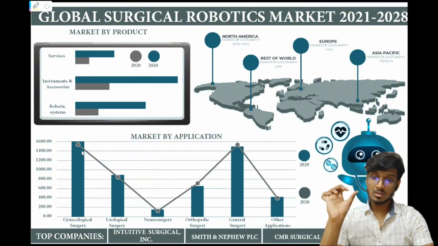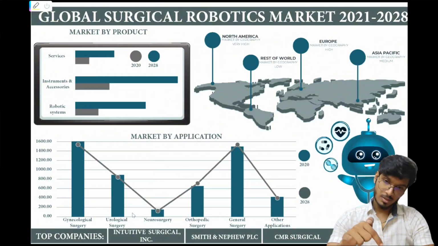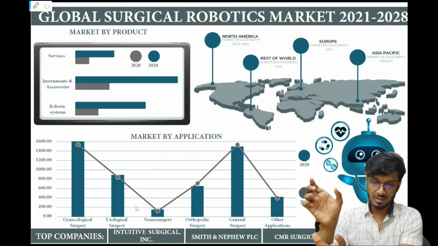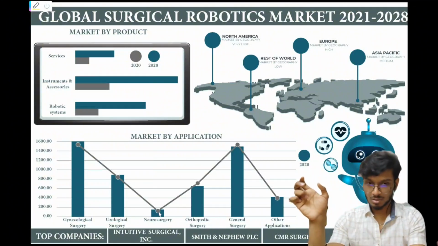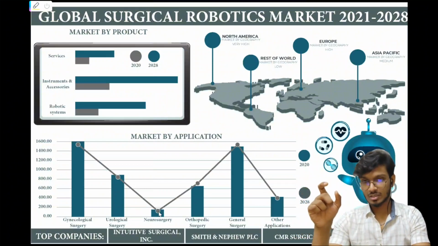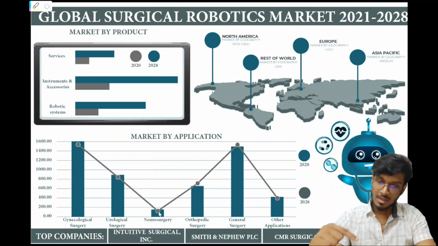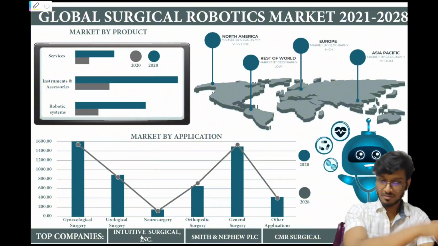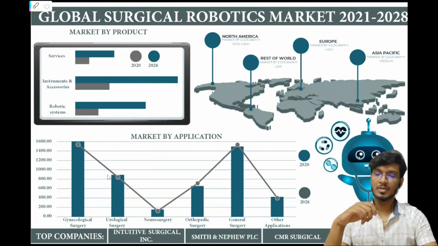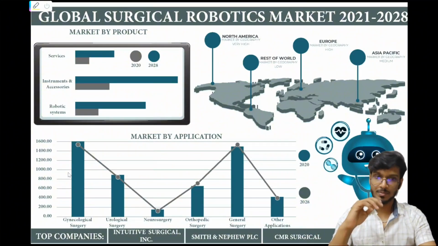Okay, so the graph is again decreasing. Why? Because they have taken it in not so chronological order. It doesn't mean that we have to arrange it in decreasing or increasing order. This is a combination chart, in the same way I was telling in the previous slide. Bar graph and then line graph. So these are the units and these are the names. This is an overall view of the global surgical robotics market.